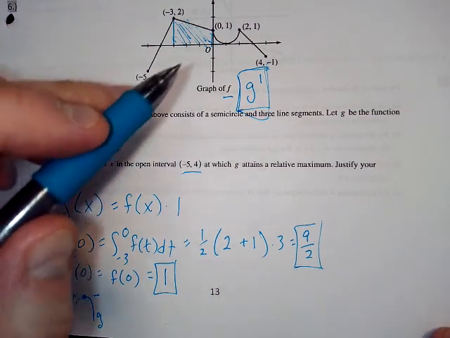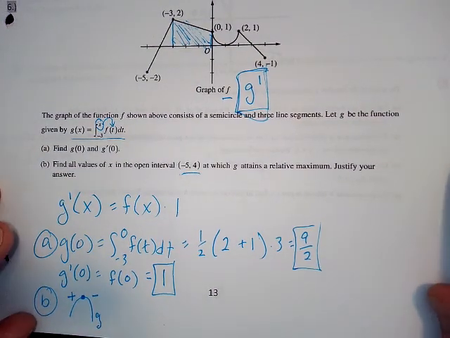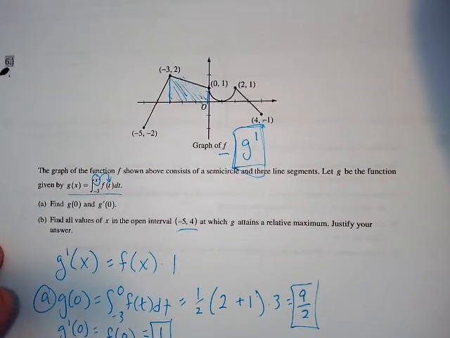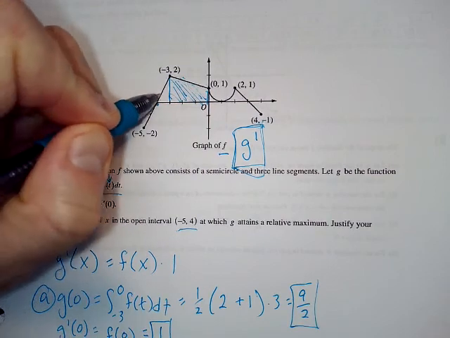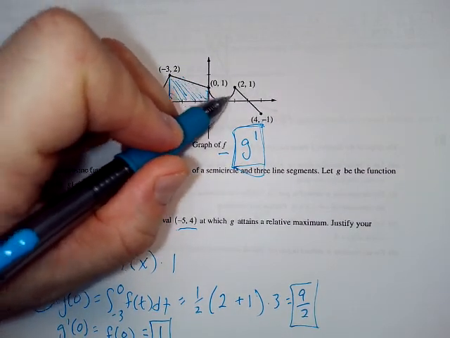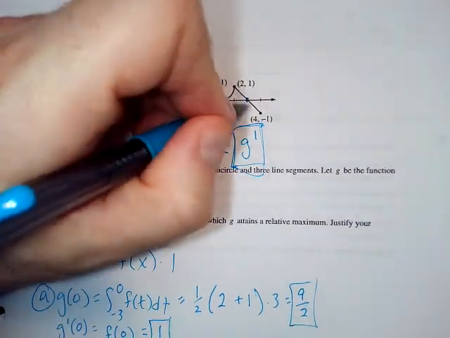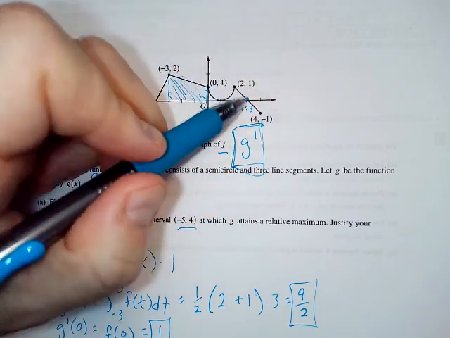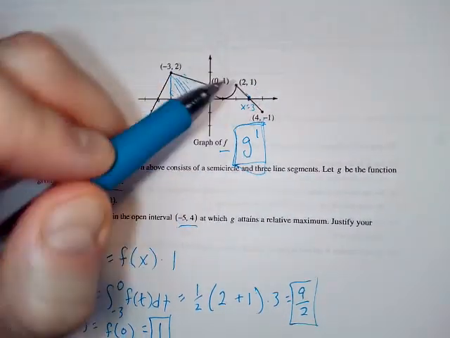So now this is a graph of g prime. When does this graph change from positive to negative, in other words, from above the x-axis to below the x-axis? Well, this goes from below the x-axis to above the x-axis. Then it's above the x-axis. Here it touches the x-axis, but it's above on both sides. Then here at x equals 3, we are changing from above the x-axis to below the x-axis. So g prime is changing from positive to negative.